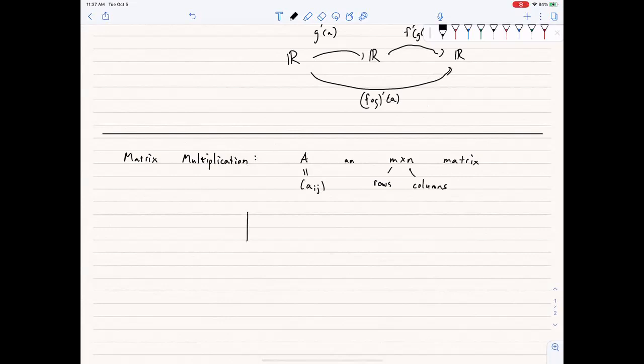For example, I could have a matrix like this: 2, 1, minus 1, 1, 0, pi. Got a matrix of numbers. If this is my A, well, first of all, this is a 2 by 3 matrix. It's an example.